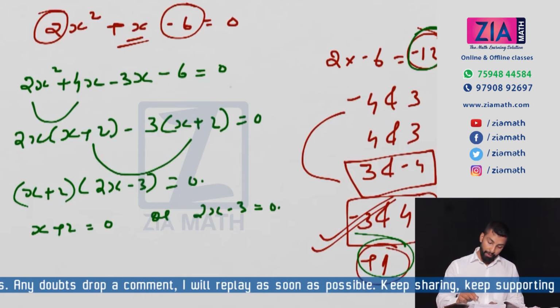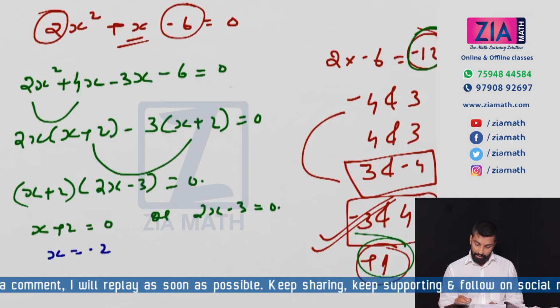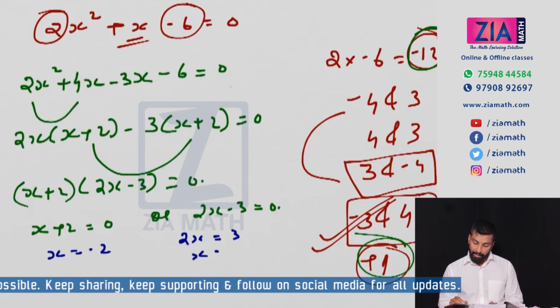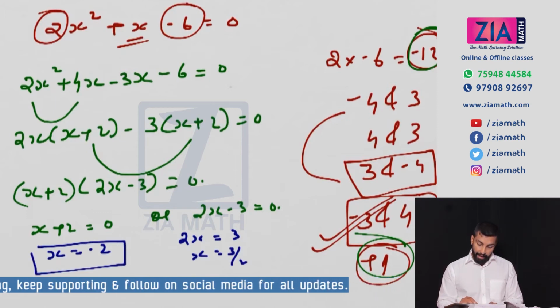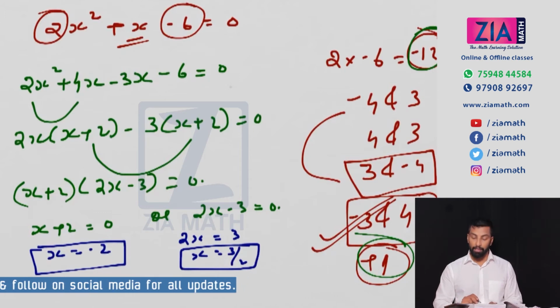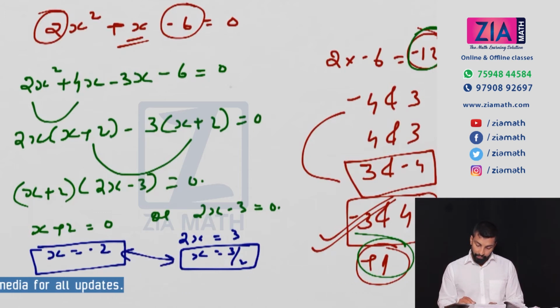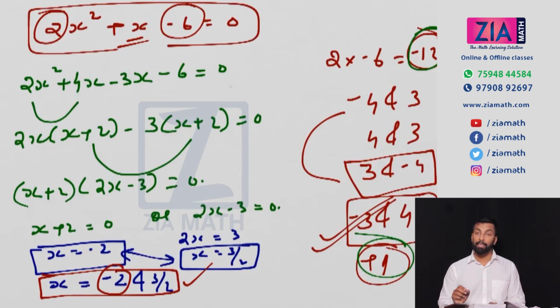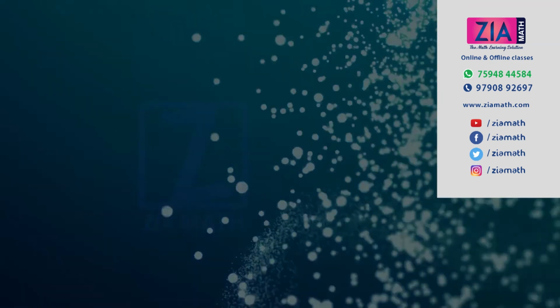Perfect? Okay. So if x plus 2 is 0, x is equal to minus 2. 2x minus 3 equal to 0, 2x is equal to 3 and x is equal to 3 by 2. So what are the solutions? x is equal to minus 2 and x is equal to 3 by 2 are the solutions or the roots of the given quadratic equation. What does that mean? At x is equal to minus 2, you will get this equation satisfied. You can substitute minus 2 instead of x and you will be getting 0 on the right hand side.